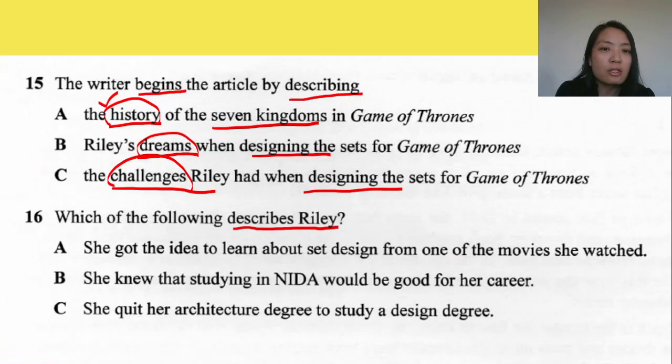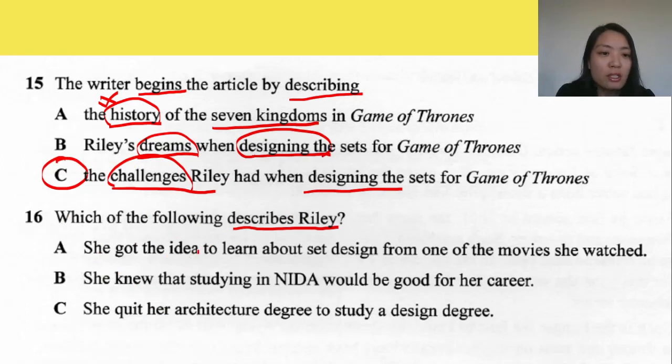So here we can safely say that it is not about history. It is not about her dream when designing the set. It is about the challenges that she faced. So C is the answer for this first one. Okay, and then next one, which one describes her? So again, we look at each of the options. Which one is the one that matches the ideas inside the text?